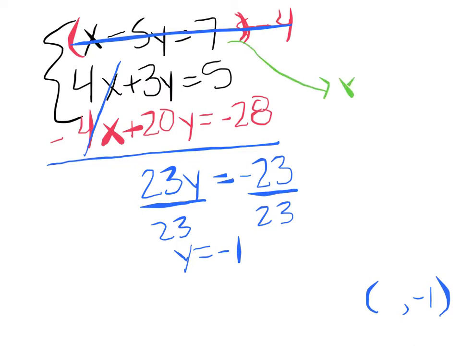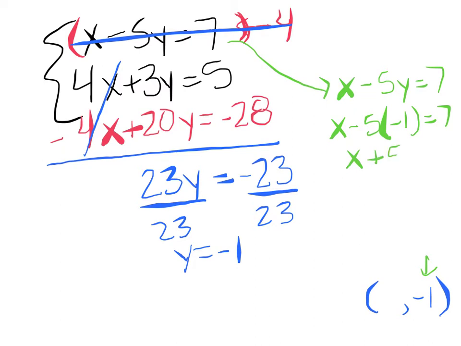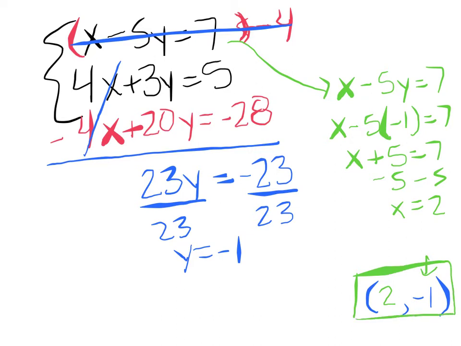That equation was x minus 5y equals 7. Now I'm going to plug in for y. I know that y is, what do we say, negative 1. So x minus 5 times negative 1 equals 7. x plus 5 equals 7. Subtract 5 from both sides, and we're left with x equals 2. So I'm going to put that down in my ordered pair, and we have our solution. The solution to this system is the point (2, negative 1).